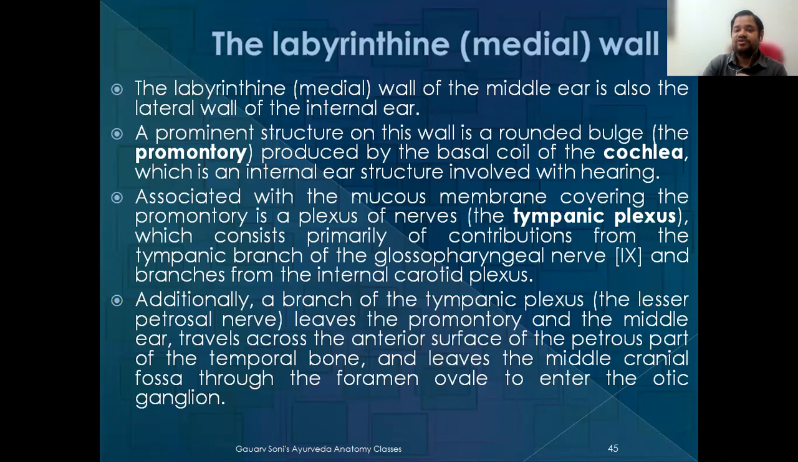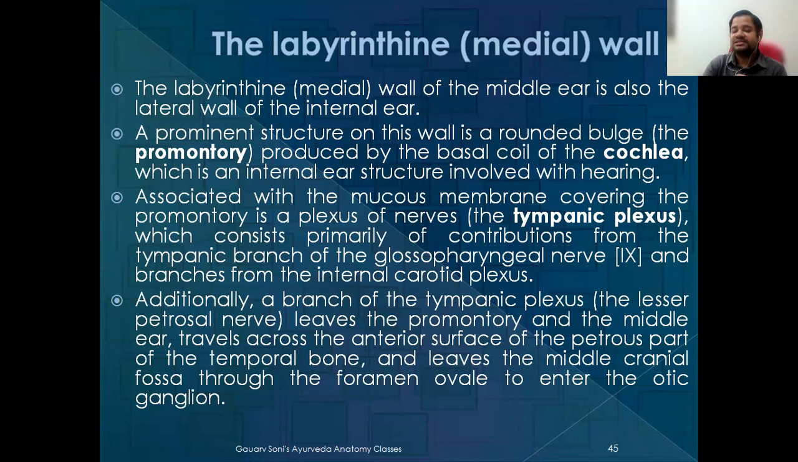Now, the promontory is covered by the mucous membrane of the middle ear first of all, and secondly, there is a plexus of nerves. Here it is called the tympanic plexus. The tympanic plexus is formed by contribution from the tympanic branch of the glossopharyngeal nerve, as we have seen in the previous slide, and there are some branches from the internal carotid plexus also. So on the promontory we are going to get the tympanic plexus also.